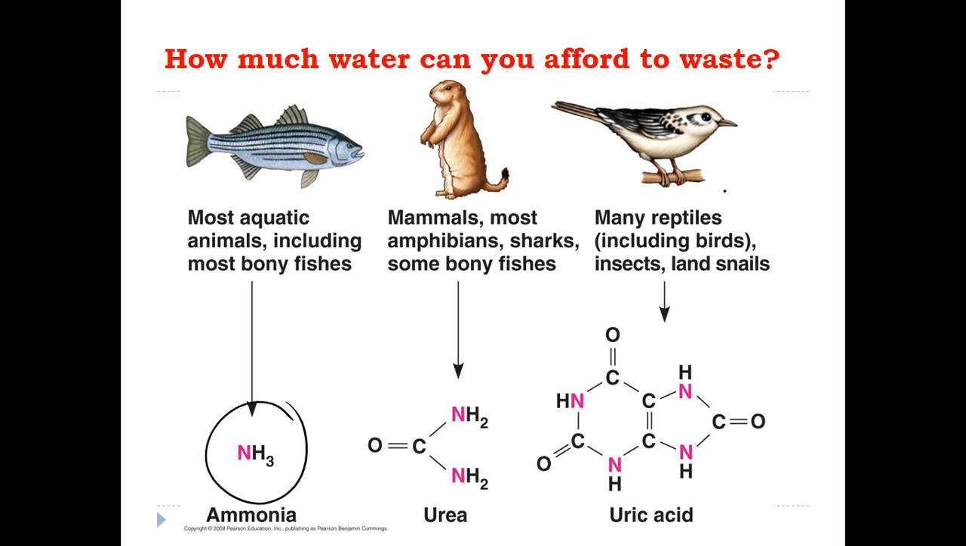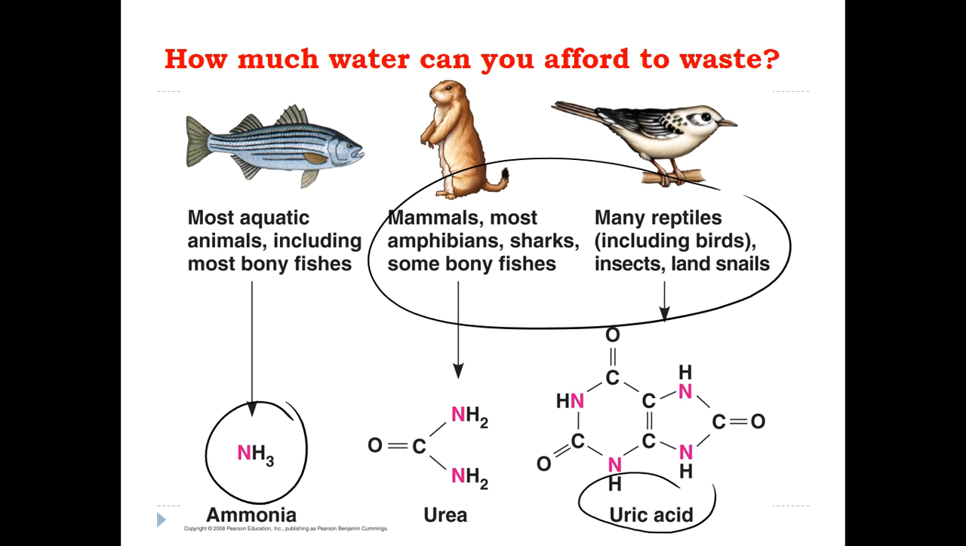But if you're going to live on land, then birds and mammals and other types of species like insects, they got to be more efficient and save water. Uric acid is the best way to save water. That's why birds and insects can live in things like the desert. Reptiles can too. But a compromise would be urea. It's less toxic than ammonia, but you still have to waste some water, but not too much water to do it.